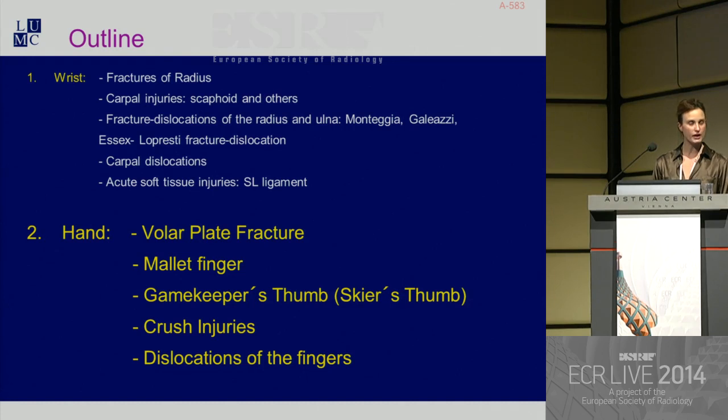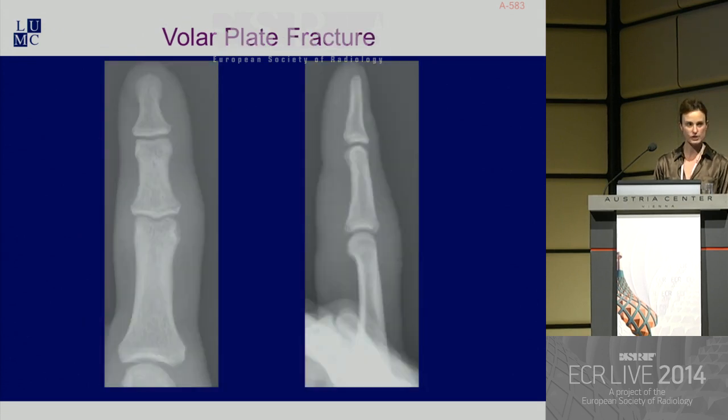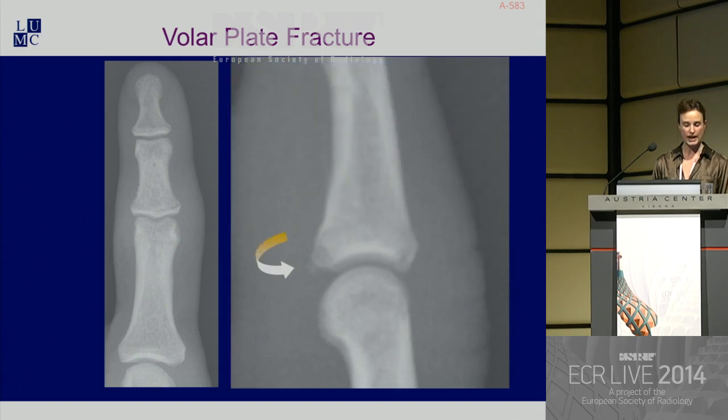Now we will move to the hand. Just a couple of things. The volar plate fracture, as you know, is due to the hyperextension injury at the level of the PIP joint. Important to remember that sometimes there is an avulsion fracture that can be very small. It can be difficult to diagnose on conventional X-ray. So always try to perform a true lateral in order to make the correct diagnosis with associated avulsion fractures, like in this particular case, because they can be very small.